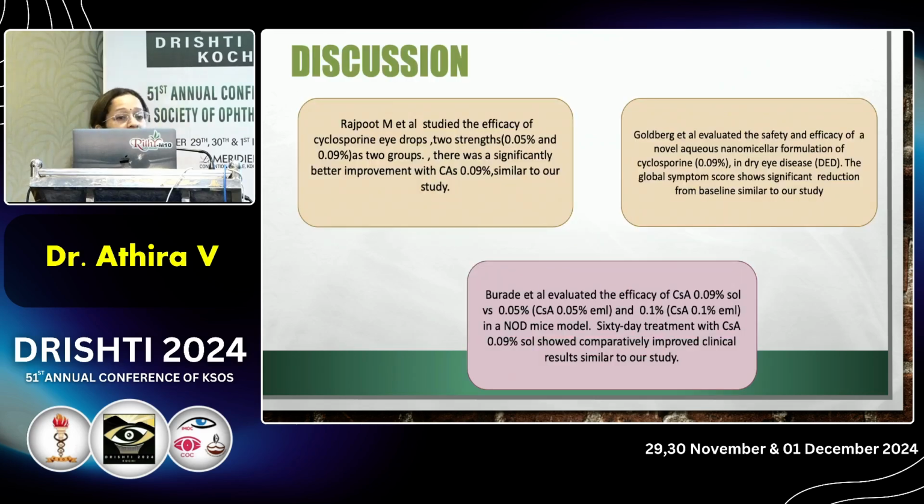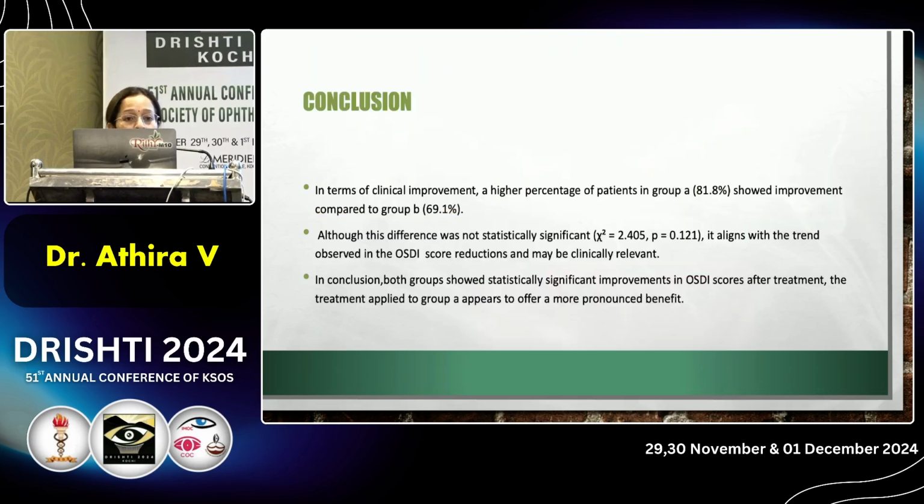Then moving to the discussion, Rajpur and Metal studied the efficacy of cyclosporin eye drops, two strengths 0.5% and 0.9%. There was significantly better improvement with 0.9%, similar to our study. Then Goldberg et al. studied the efficacy of the 0.9% group. They saw significant improvement from baseline, similar to our study. Then Burrard et al. evaluated the efficacy of three strengths, and here also the results were better with the 0.9% group, similar to our study.